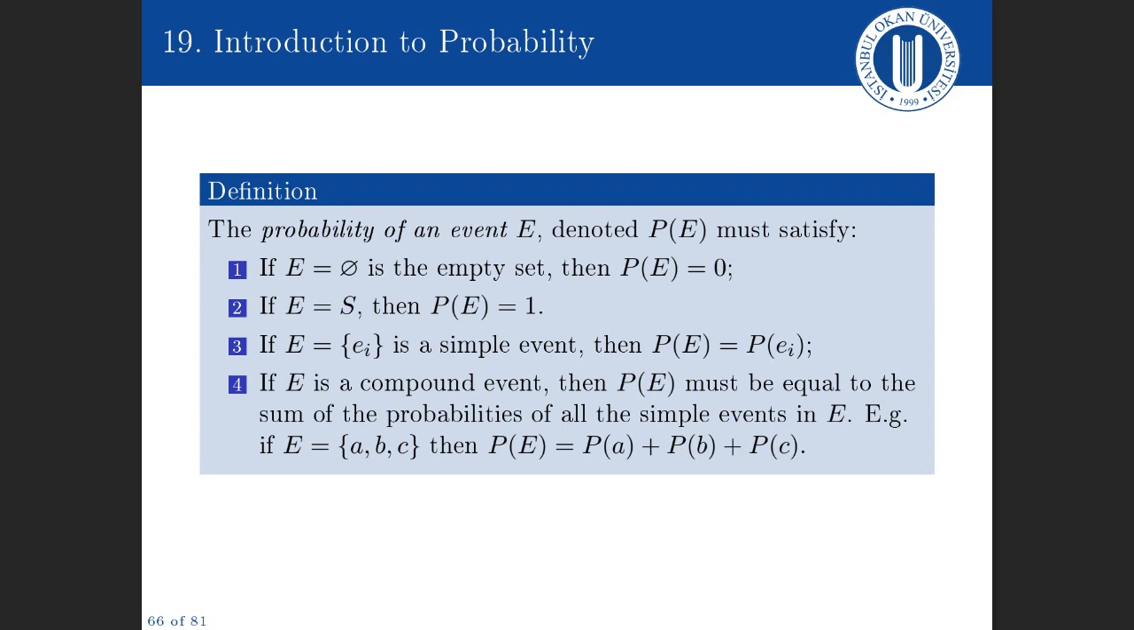And rule number 4, if capital E is a compound event, that's a subset which contains more than one element, then the probability of E must be equal to the sum of the probabilities of all the simple events in E. So, for example, if capital E is the compound event containing 3 objects, let's call them A, B, and C, then the probability of capital E must be the probability of A plus the probability of B plus the probability of C.